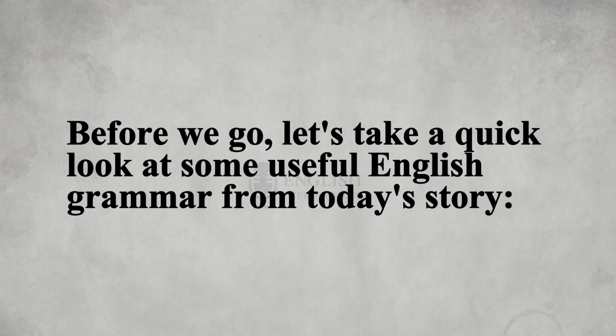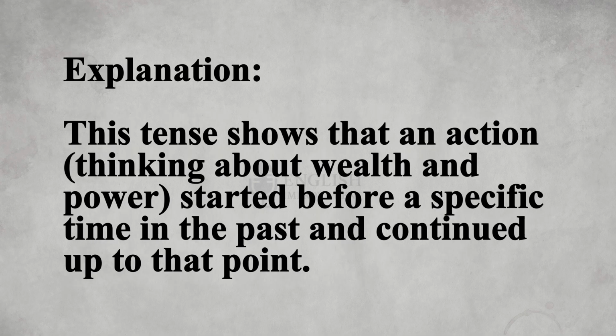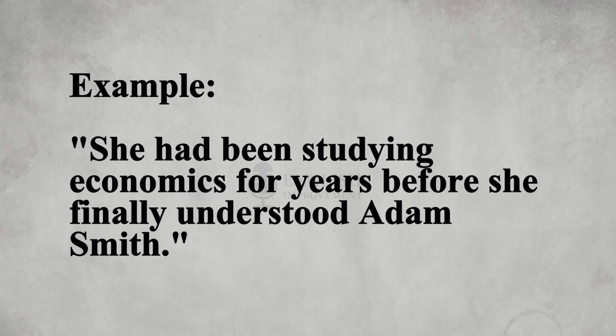Before we go, let's take a quick look at some useful English grammar from today's story. 1. Had been thinking. Past perfect continuous tense. Before Smith, people had been thinking about wealth and power for centuries. Explanation. This tense shows that an action, thinking about wealth and power, started before a specific time in the past and continued up to that point. Example. She had been studying economics for years before she finally understood Adam Smith.